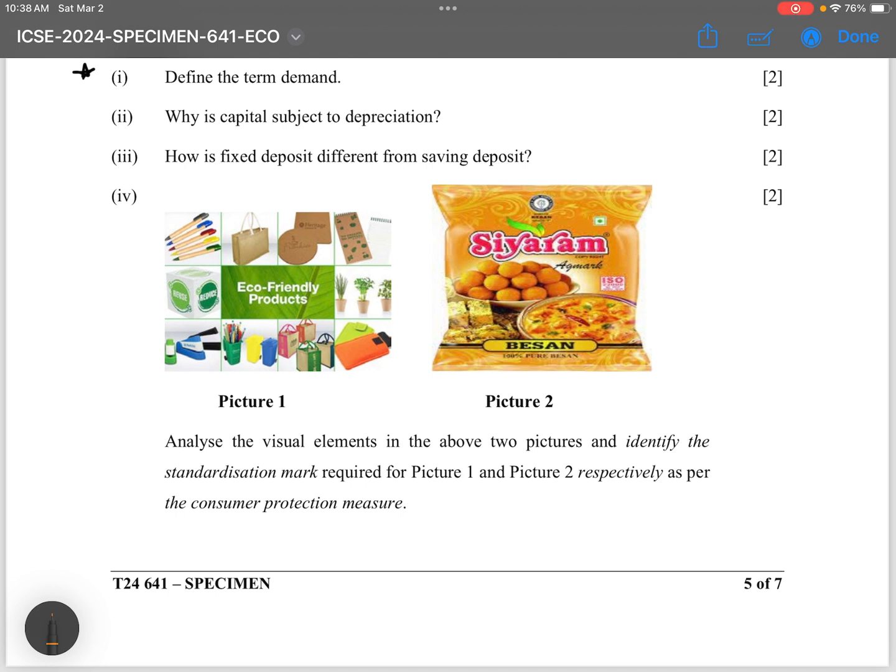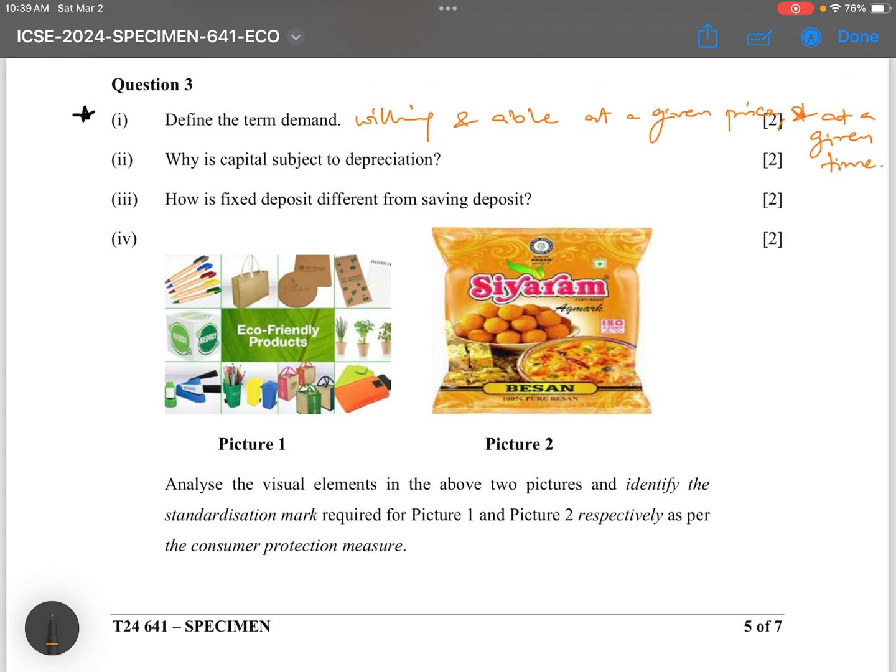Now when we talk about just define the term demand, it means we need to say that demand is the quantity of a product that a consumer is willing and able to buy at a given price at a given time. This is what is expected. They are not asking law of demand here. Some children make this mistake, so make sure that you don't repeat it. So demand is the quantity of a product that a consumer is willing and able to buy at a given price at a given time.